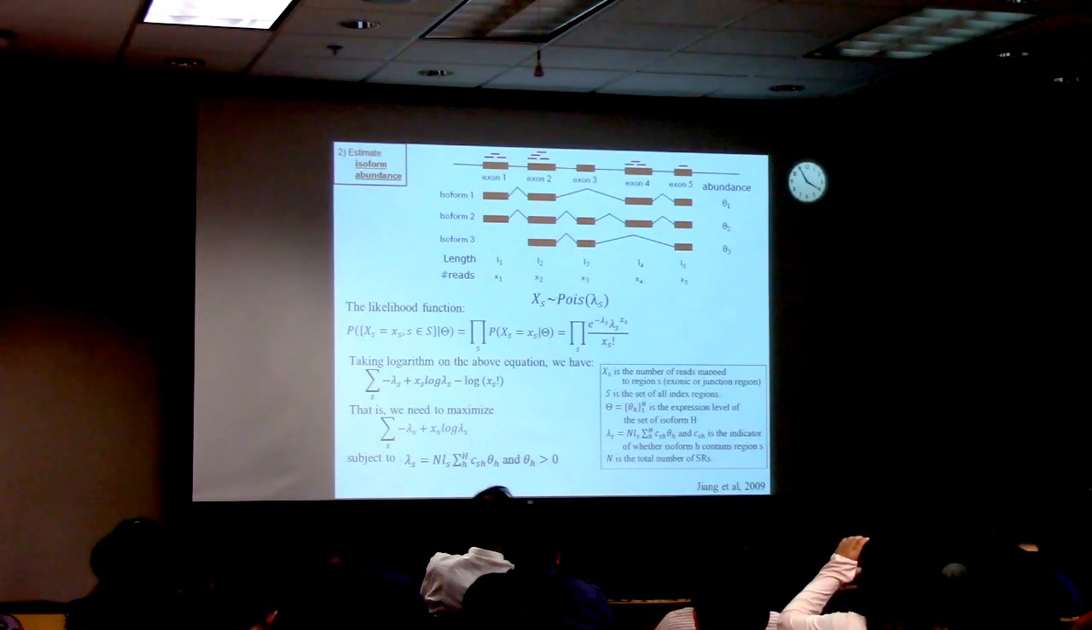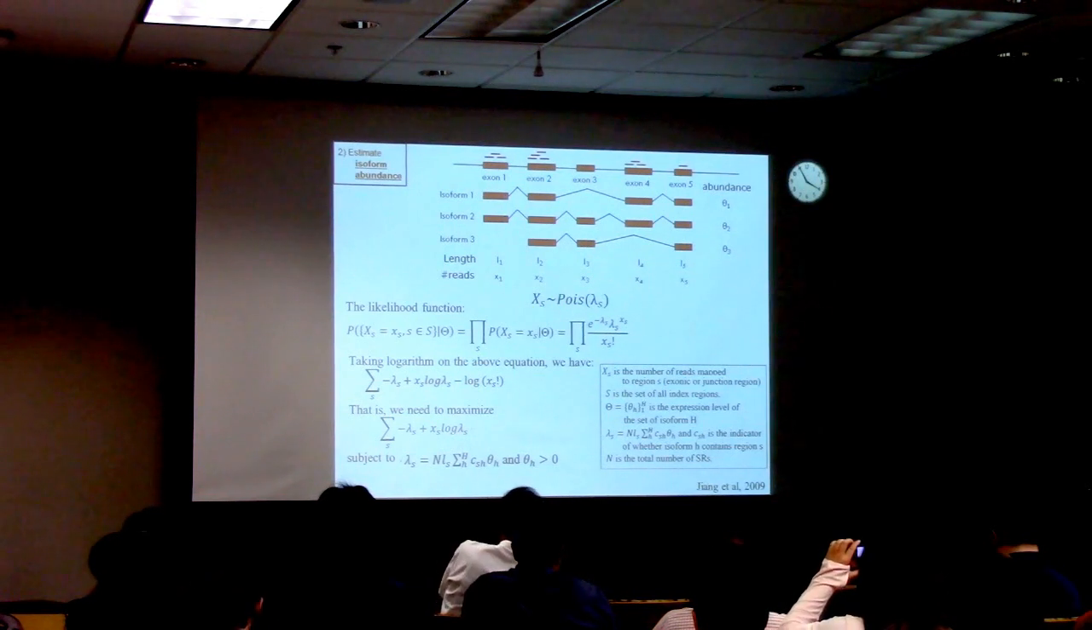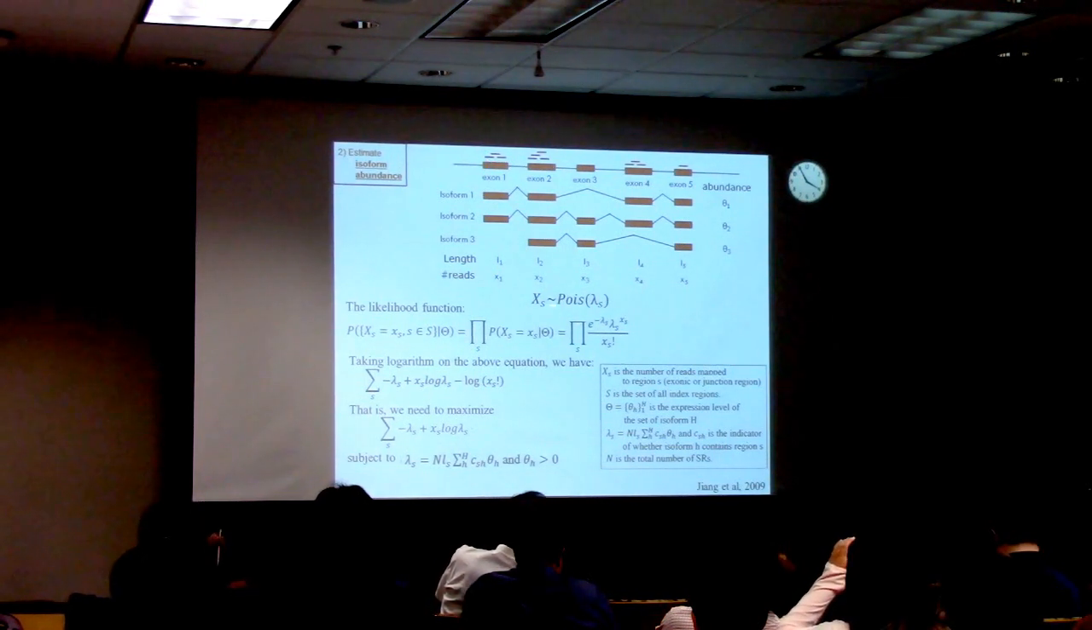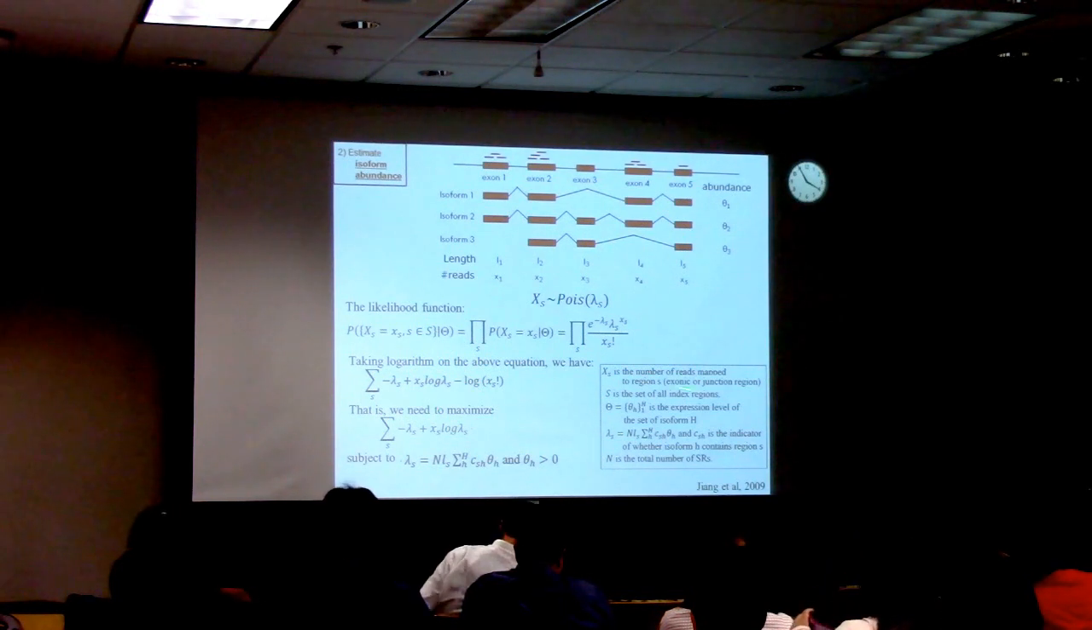Now, in the previous talk, we talked about the Poisson model or the negative binomial model. You can replace this Poisson model by a negative binomial model as well, but here we just use the Poisson model. For the number of reads from each region of the exon, we assume it follows the Poisson distribution with lambda x, and this lambda x is a linear combination of the parameters theta i's, okay, theta h, I'm sorry. Just a linear combination, and if you take the log, you'll find this is a convex optimization problem. You can solve it very easily, okay?